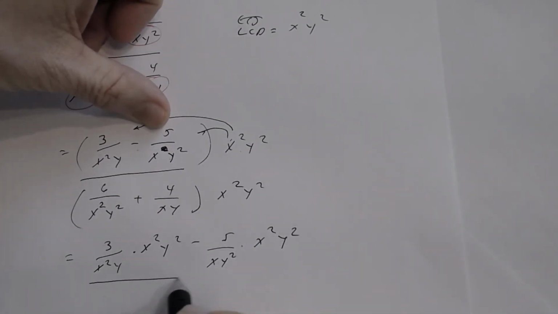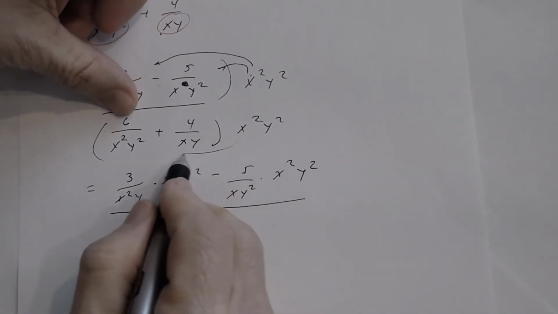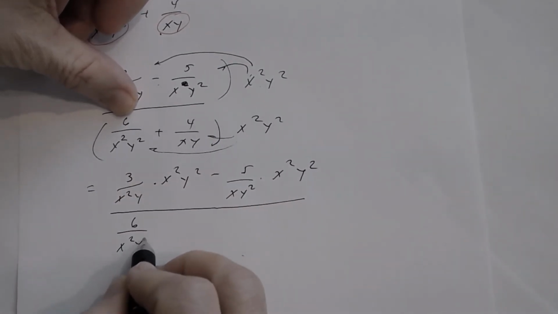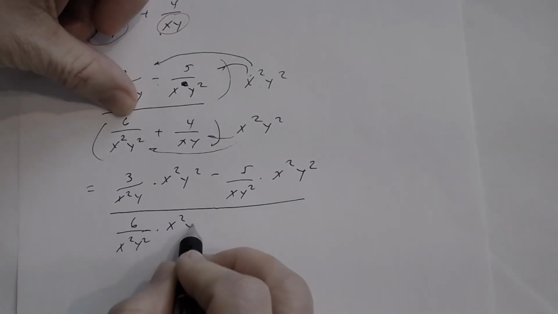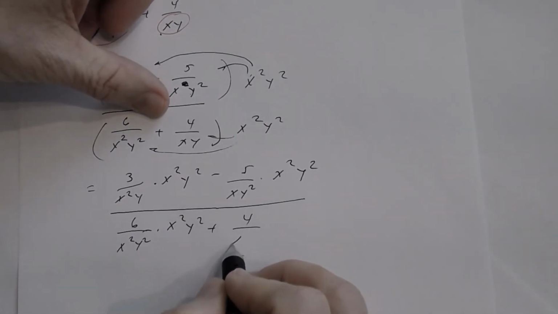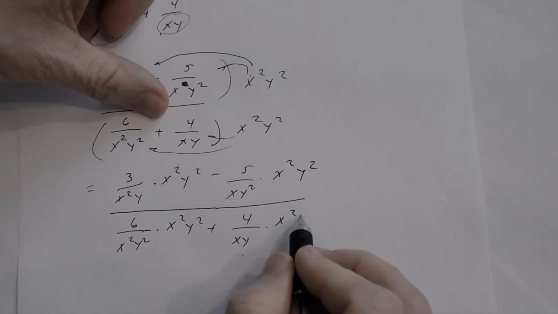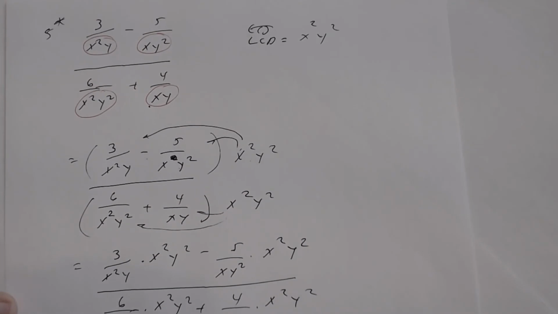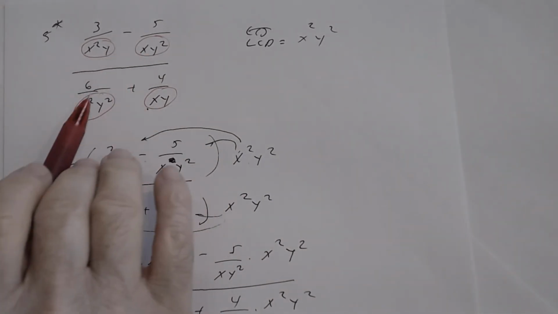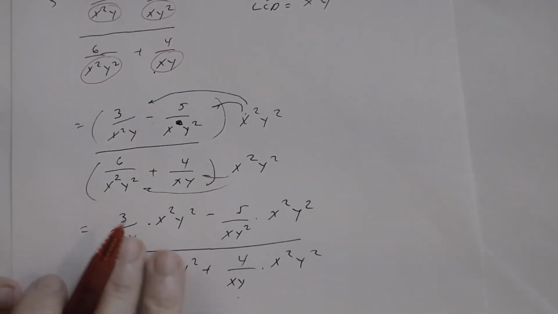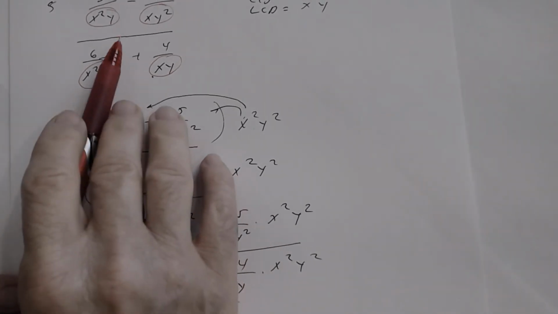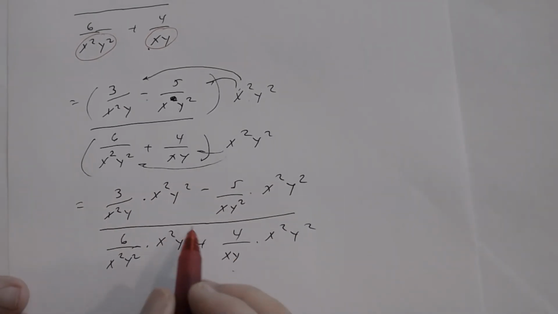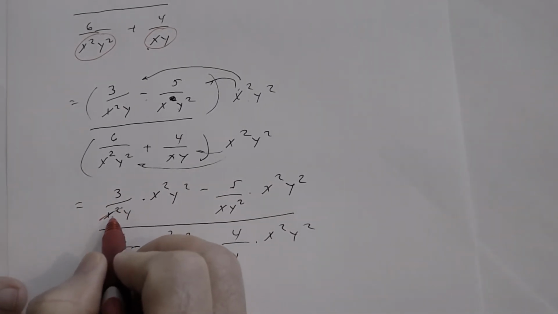Divided by, same thing here, multiply each fraction by the LCD. So 6 divided by x squared y squared times the LCD, plus 4 divided by xy times the LCD. Now remember, when using method 2, all of these denominators I have circled need to become 1s. They need to become factors of 1. And they will, because you are using the LCD. Notice that x squared divides into x squared.